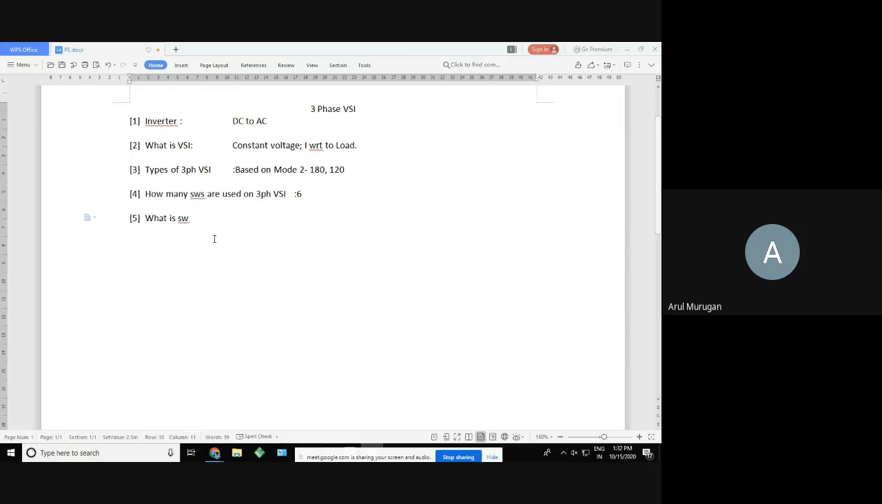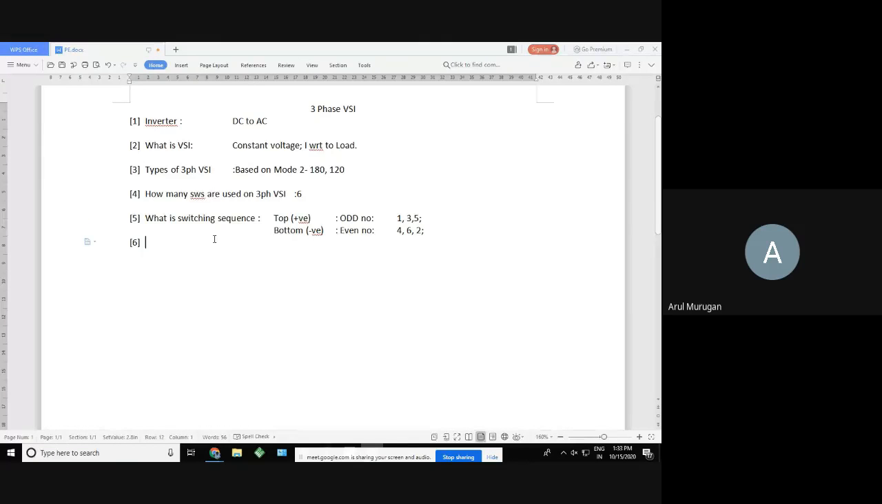So the switching sequence: the top group, or you can say the positive group, has the odd numbers: 1, 3, 5. Then the bottom group, which is the negative group, has the even numbers: 4, 6, and then the missing number, 2. So this is about the positive group and the negative group.